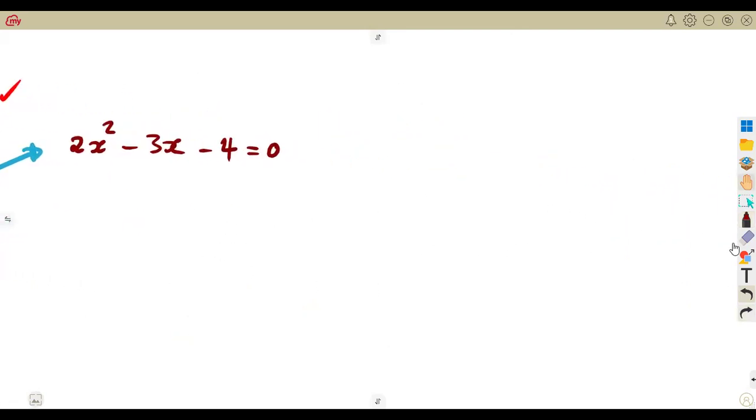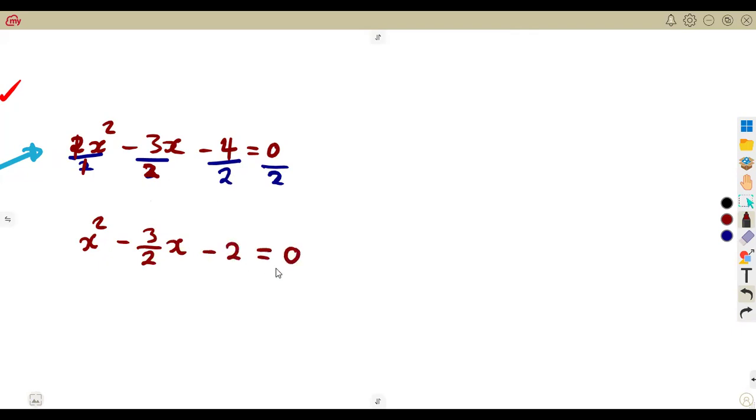Remember, using the completing of the square method, the coefficient of x squared, I said it must be a 1. It must be a 1. So how can we make this to be a 1? We must divide by 2. So let's divide by 2. Each and every term that you see there must be divided by 2. So you're going to have x squared minus 3 over 2 x minus 4 over 2, that's a minus 2, is equal to 0 like this. Remember, we are dividing each and every number that we see by 2.